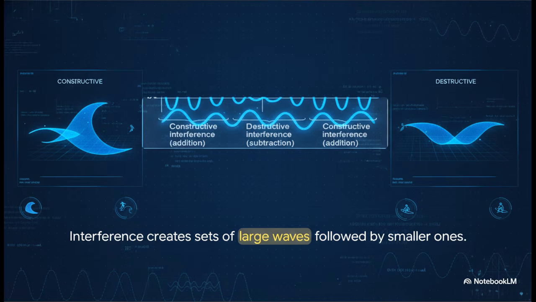Because of these overlapping waves moving into and out of phase, we get this alternating pattern. It's exactly why surfers experience waves coming in sets of maybe 5 to 7 large, rideable waves, followed by a frustrating lull of smaller, destructively interfered waves.